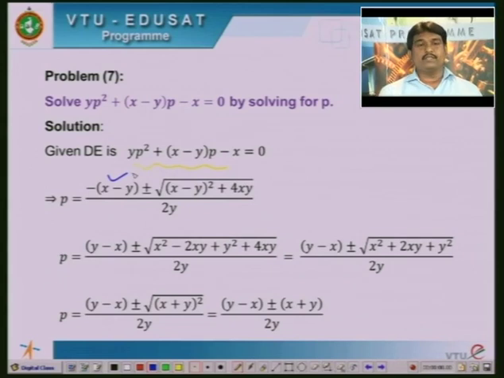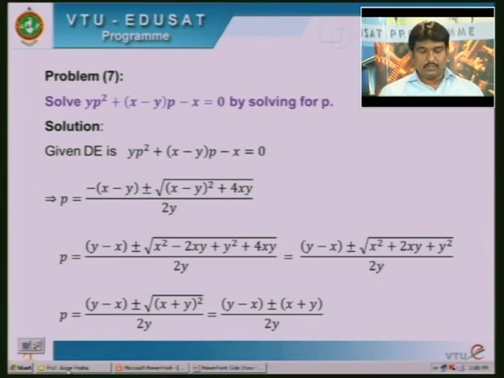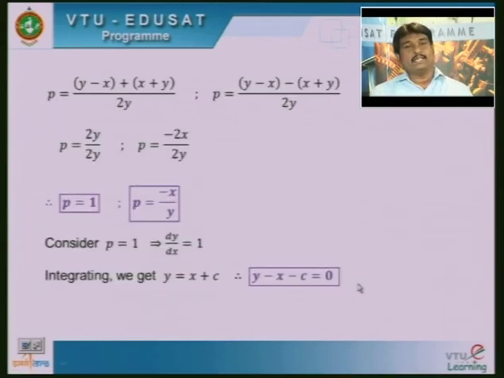It's minus b plus or minus root of b square minus 4ac divided by 2a, which is y minus x plus or minus root of x square minus 2xy plus y square plus 4xy. After simplification, you will get roots as p equals y minus x plus or minus (x plus y) divided by 2y. So these are the two roots. Simplify this to get roots as p equals 1 and p equals minus x by y.